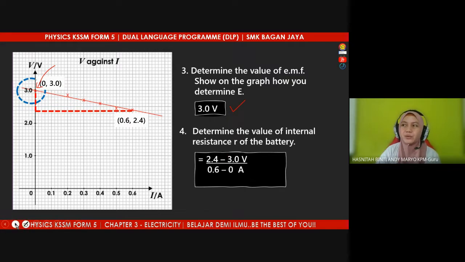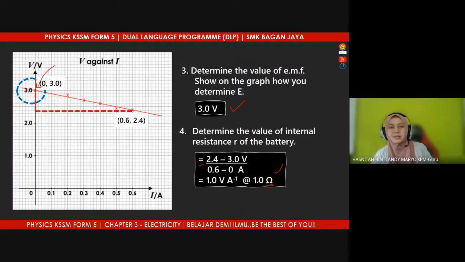So this gives us a gradient of 1. The unit is volt per ampere, and volt per ampere represents ohm. So we know this is the value for the internal resistance of the battery. You will get a negative value for the gradient, but when we write the value, the internal resistance is 1 ohm. Yes, a straight line graph.